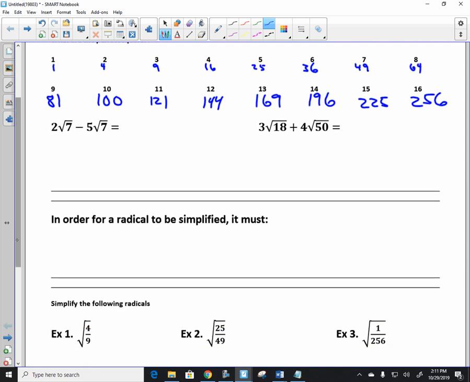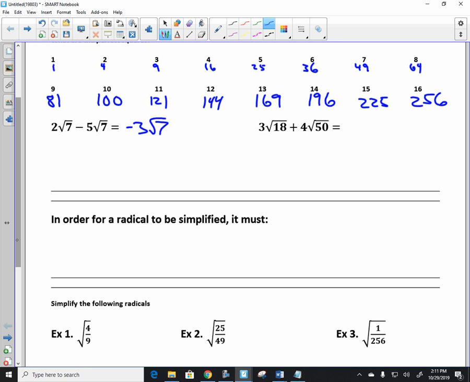Just want a quick review of what we did a couple days ago. 2 roots of 7 minus 5 roots of 7. Can you do that? Yeah, and what is 2 roots of 7 minus 5 roots of 7? Can you do 3 roots of 18 plus 4 roots of 50? Technically you can, but first you must.